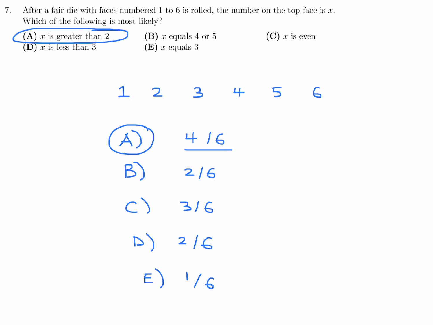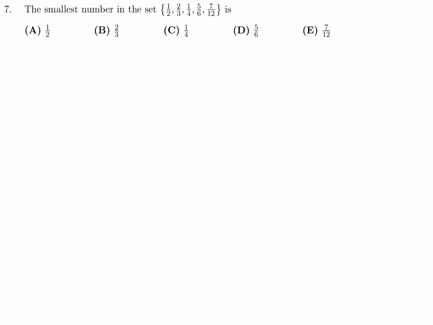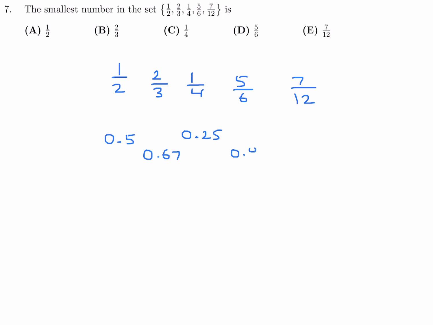For question number 7. The smallest number in this set is? Well, what I like to do is just convert them to decimals. It makes it a little bit easier to compare. Some of you don't need to do that, but I'll do it. This is 0.5 in decimals. This is approximately 0.67. This is 0.25. This is 0.83. And this is a little bit over 0.5, so probably 0.58, something like that.